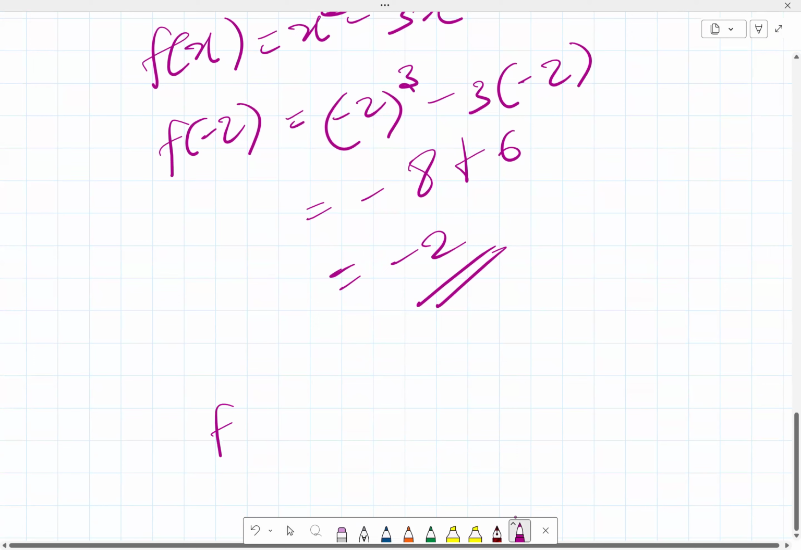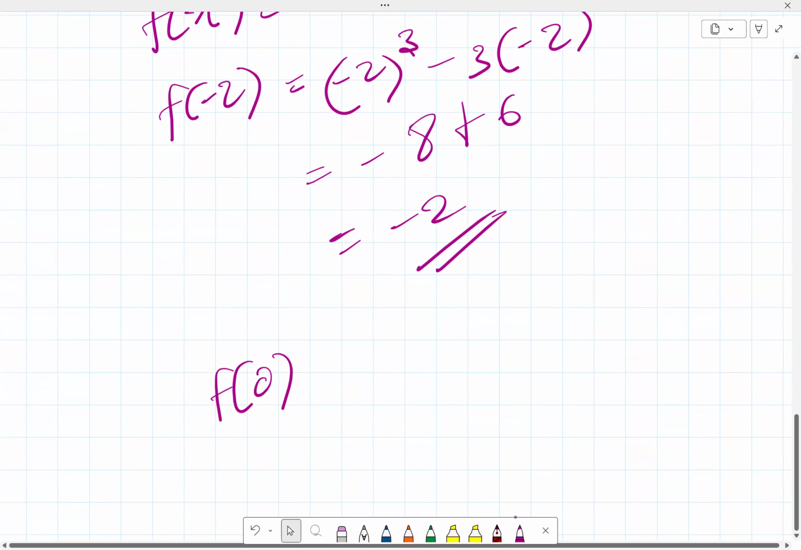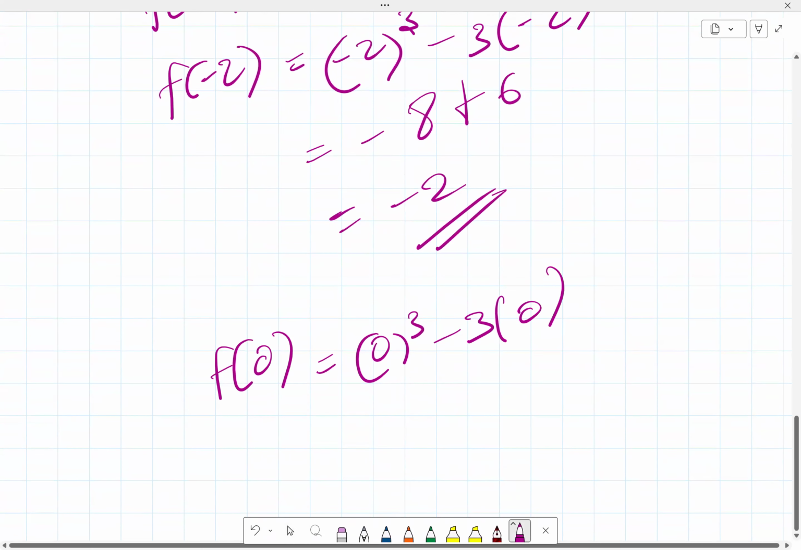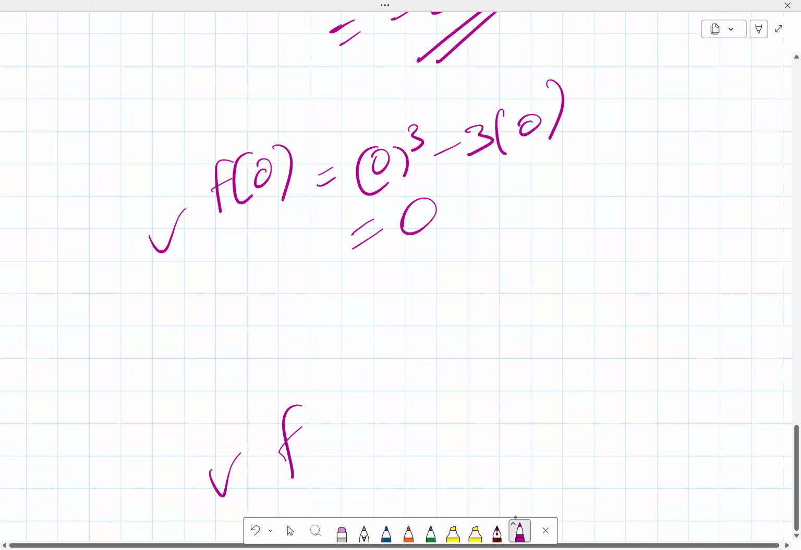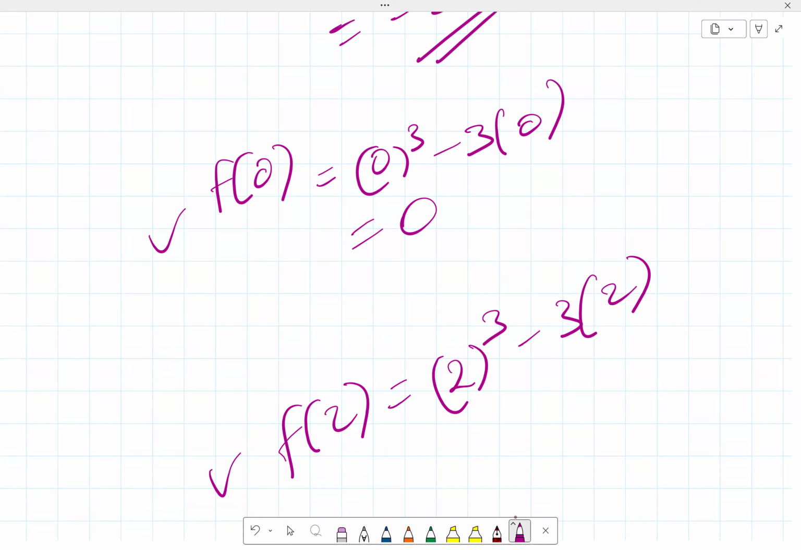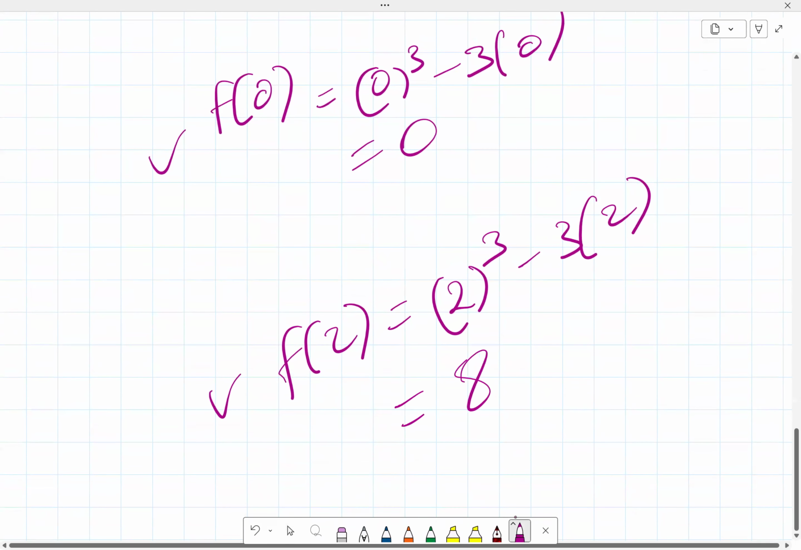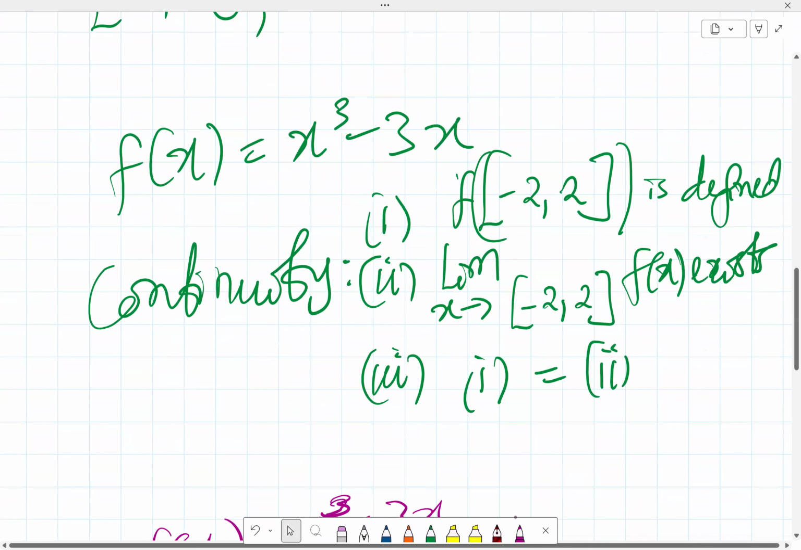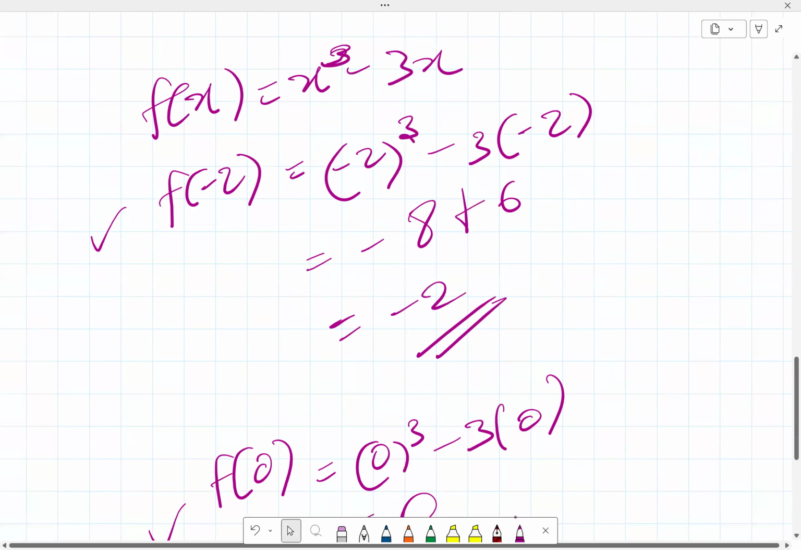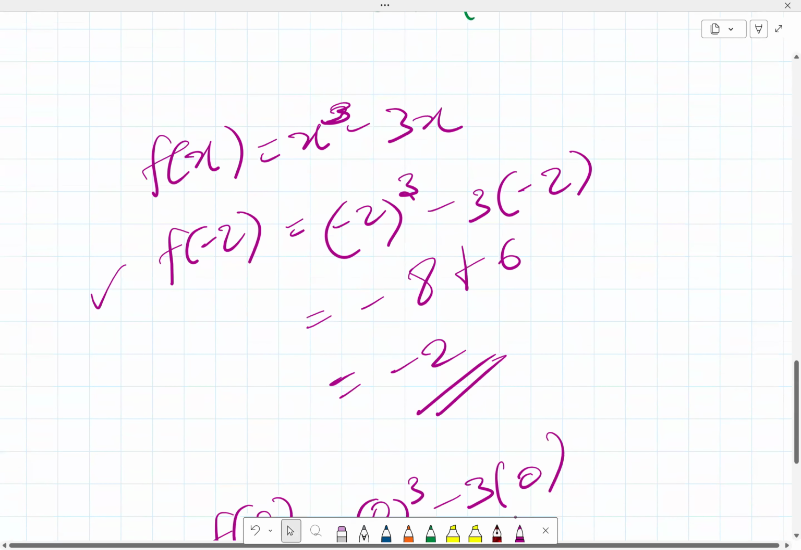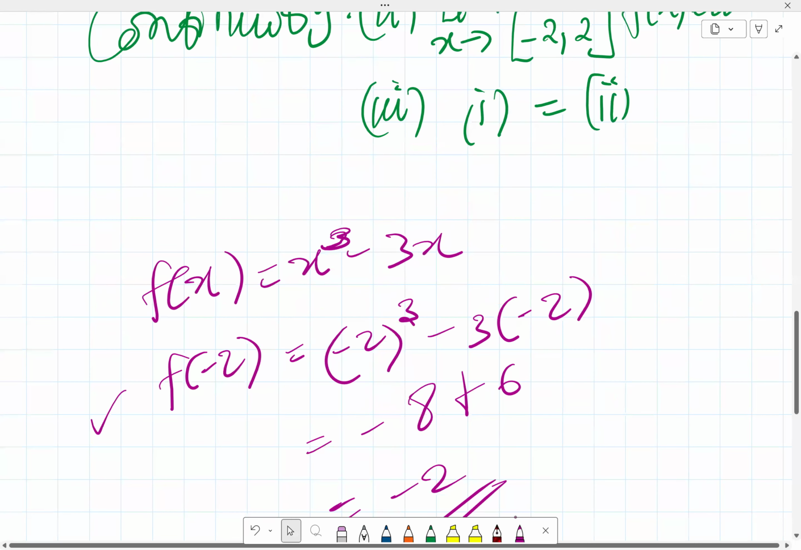Then let's take f of 0. F of 0 is equal to 0 cubed minus 3 into 0, that is simply 0. Then we have f of 2. F of 2 will be 2 raised to power 3 minus 3 into 2, so there we have 8 minus 6, and that is simply 2. We have just taken care of this first part now. All the functions at all these 3 points are defined. There's no infinity anywhere.